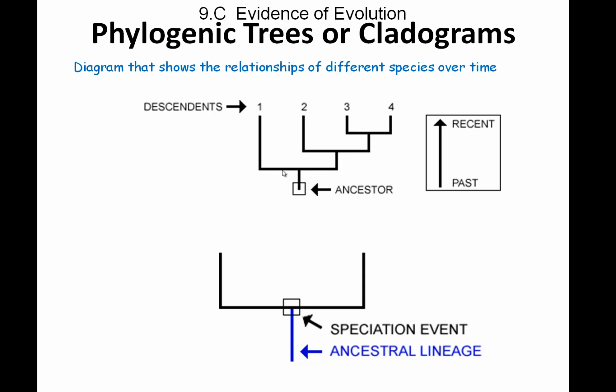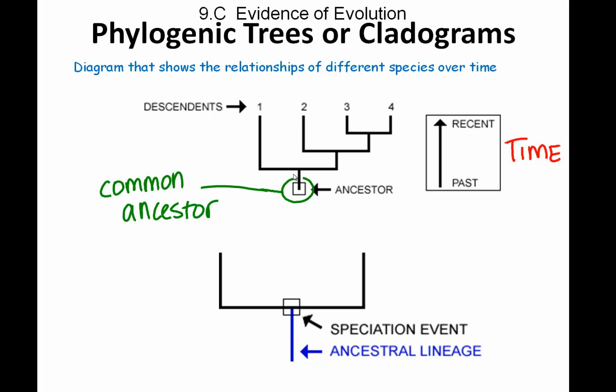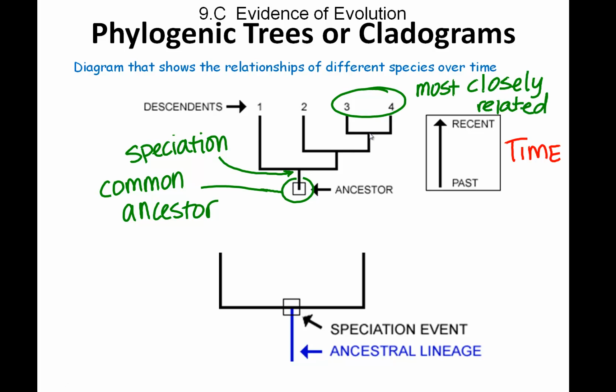We have a speciation to differentiate between one and the rest. Then we had another speciation event right there, 2 and the rest. And then we had another one to differentiate 3 and 4. So the way it works is we have time, long ago and present. We have a common ancestor, if you're on this branch of this tree. We have speciation events, and there are 3 of them here. And then we have species that are more closely related. 3 and 4 are more closely related than 3 and 2, or 4 and 2, or 2 and 1, because they're higher up on the tree.